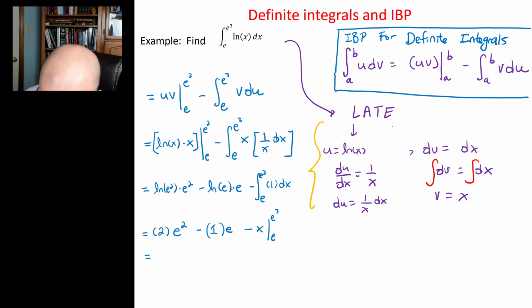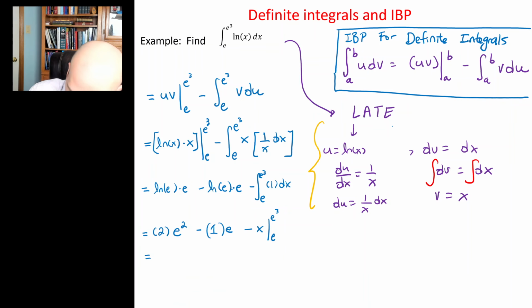Oh, e cubed. I have a typo over here too. I gotta fix it, so I'm gonna go up and fix my typo right now. My apologies. No one was here to yell at me, so I have to yell at myself. Typo. It's a 3.